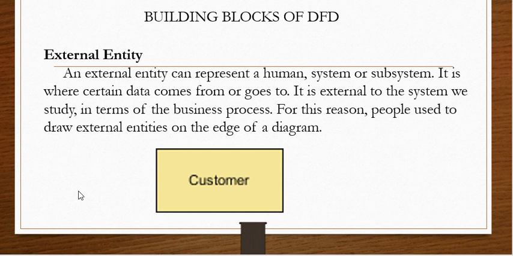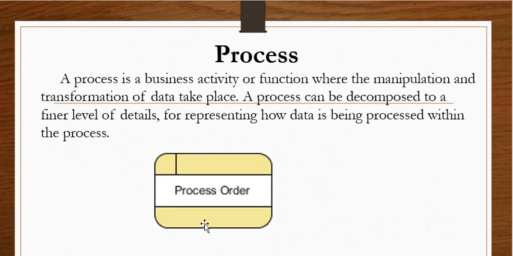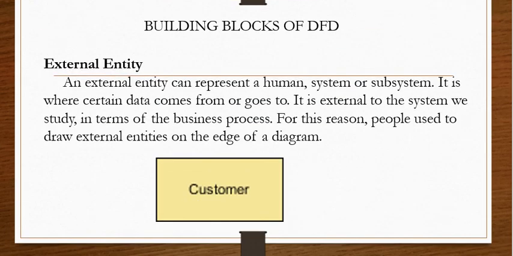So when we say external entity, it represents a human, where it comes from and where it goes, a product or what. One example is the customer.